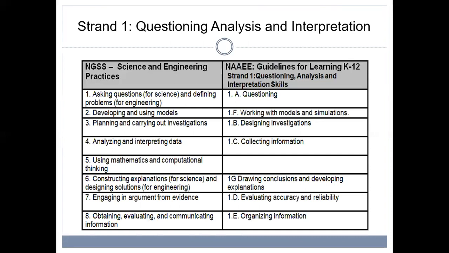Mathematics and computational thinking, we don't see a lot of in the guidelines for excellence. And I know that's something that the steering committee is looking at closely to see whether that should be in there or not, and what that looks like in the revision. And they're using the Next Generation Science Standards and the other national standards to look at some of those pieces.